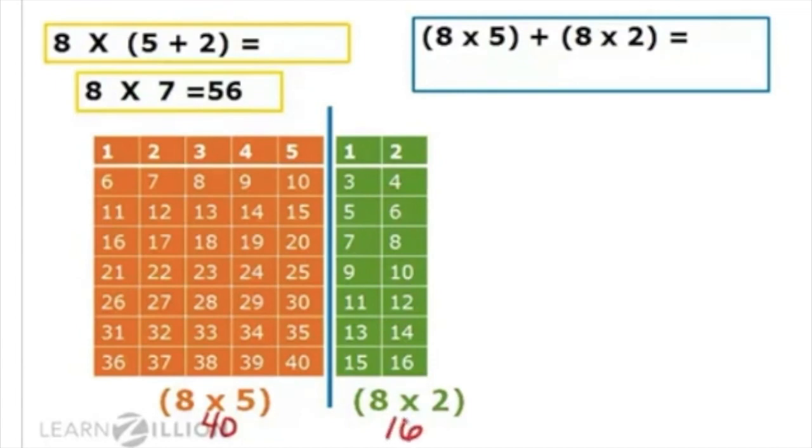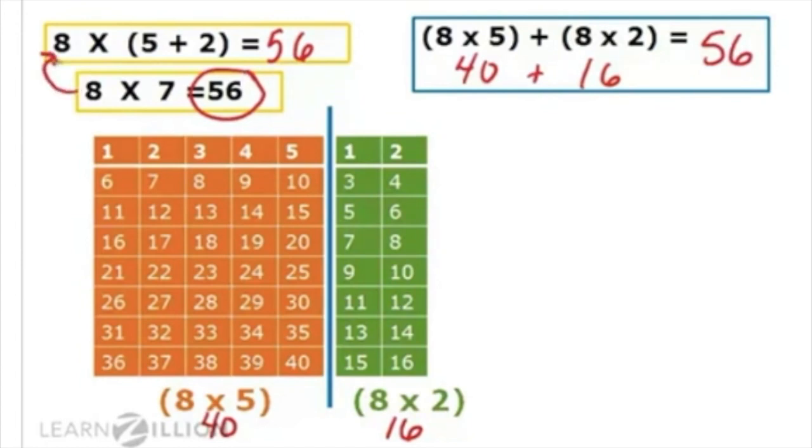Now, since we broke apart our rectangle into two smaller pieces, we need to combine them by adding them. So we know that 40 plus 16 will give us a sum of 56. That means 8 times (5 plus 2) equals 56. Notice this is the same answer we got when we multiplied 8 times 7. 8 times 7 is equivalent, or the same, as 8 times (5 plus 2), because both of these problems will result in the same answer.